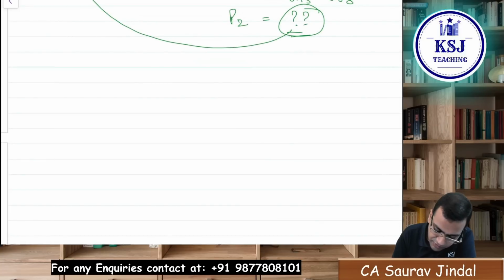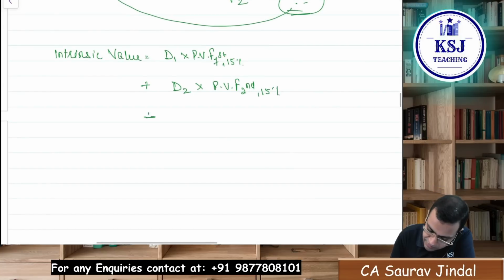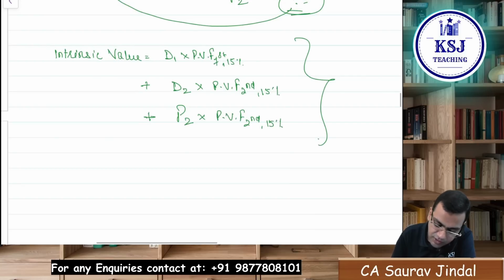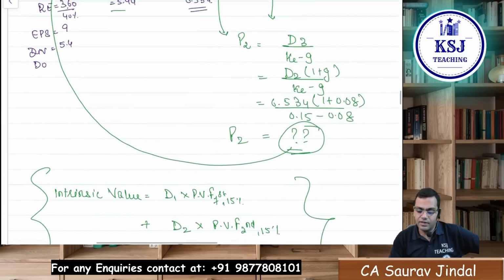So intrinsic value will be what here? I'll write this down, then you will do the calculations. Intrinsic value will be D1 into present value factor of the first year at 15%, plus D2 into present value factor of the second year at 15%, right? And add P2 multiplied by present value factor of the second year at 15%. This total will give you the intrinsic value, right? This will give you the intrinsic value.